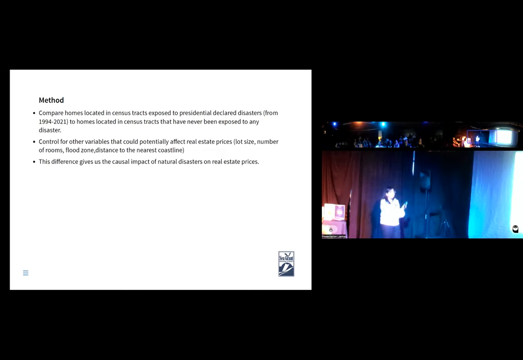Which means that we are comparing homes or properties located in census tracts that are exposed to presidentially declared disasters to homes located in census tracts that have never been exposed to any disasters. So we have the treatment units, and then we have the control units. The control units would be the latter, homes located in census tracts that have never been exposed to any disasters. And we also control for other variables that could potentially affect the real estate prices, because natural disasters solely do not determine the home prices. There could be other factors that homebuyers take into account, for example, the lot sizes or the flood zones or even distance to the nearest coastline. So this method basically gives us the causal impact of natural disasters on real estate prices.